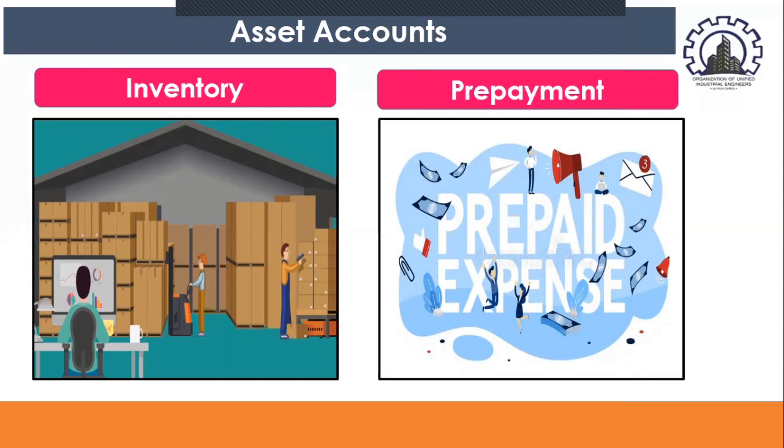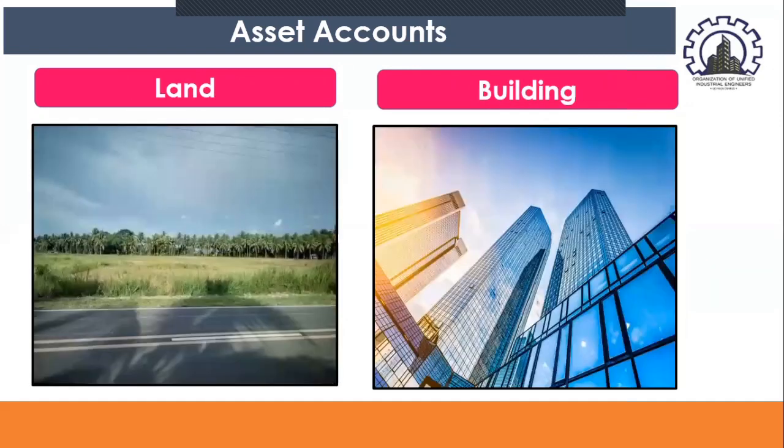And also we have prepayments. If we say prepayments, these are advance payments made by the company. For example, if the company paid rent in advance for a year, then the advance payment is called prepaid rent, okay, since you made an advance payment. On the other hand, if we pay in advance for advertising, then the advance payment is called prepaid advertising, all right? And next we have land.